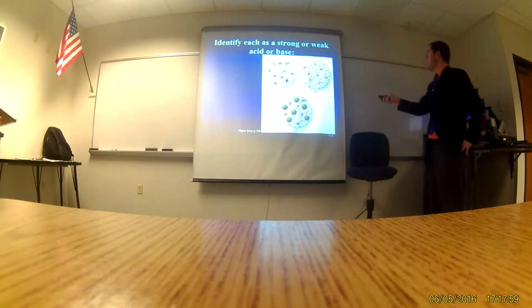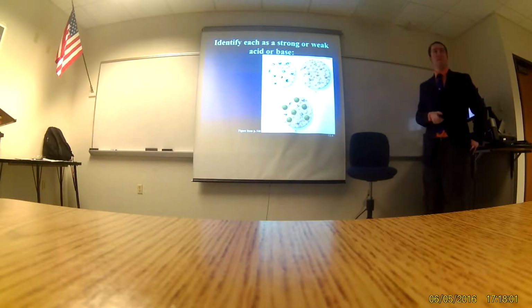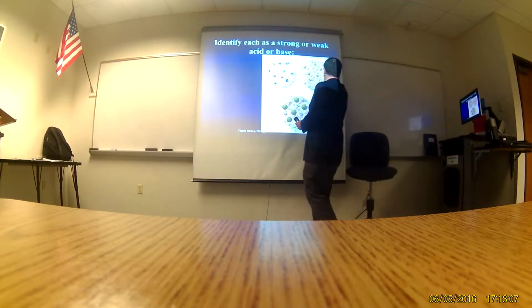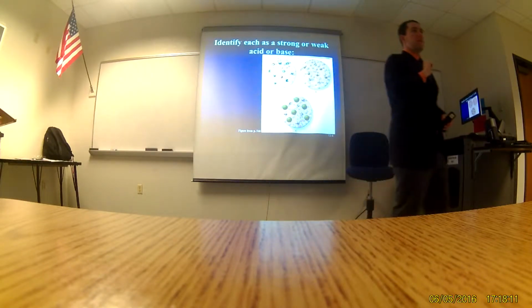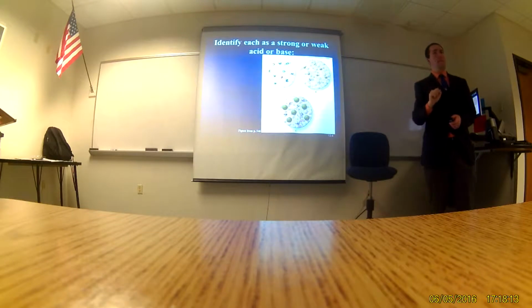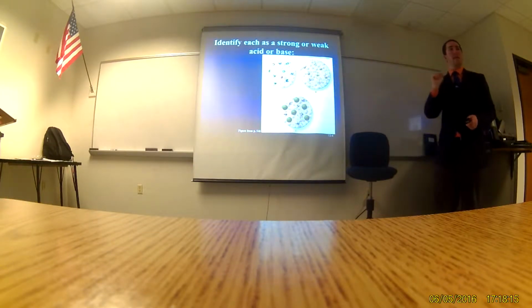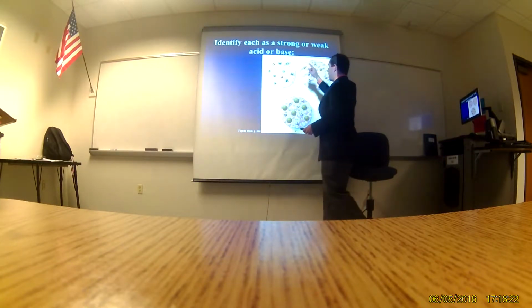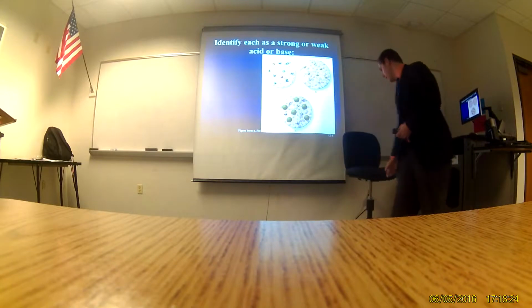Do you see one of these yellow ones that looks different than the rest? No. It may just be too far away. Yeah, that one doesn't have. These all have one white one. That one doesn't have a white one. What does that mean? It's a weak acid. That one lost a hydrogen, so it's an acid. And because only one of them lost it, it's a weak acid.